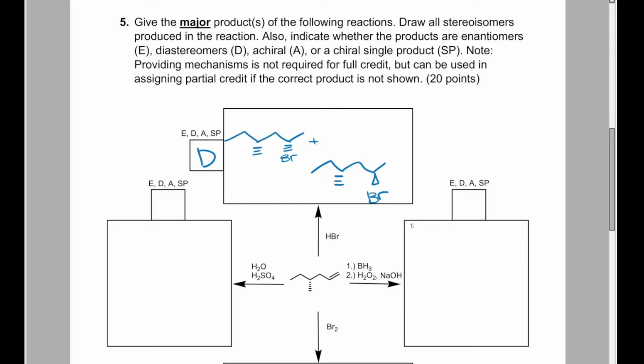It's also not achiral or a chiral single product. It's not a chiral single product because obviously the bromine ion can attack from both sides equally since there's no hindrance. So we get two major products that are equal. I'll just write that here. So it's not a chiral single product. And also it's not achiral because as you can see, it's not a meso compound, and there are multiple chiral centers here and here, so it's not achiral. So it's a diastereomer.